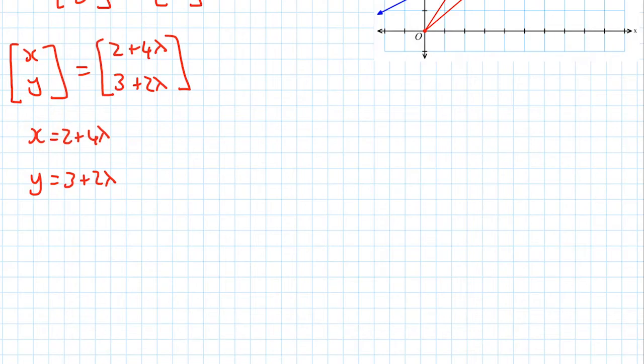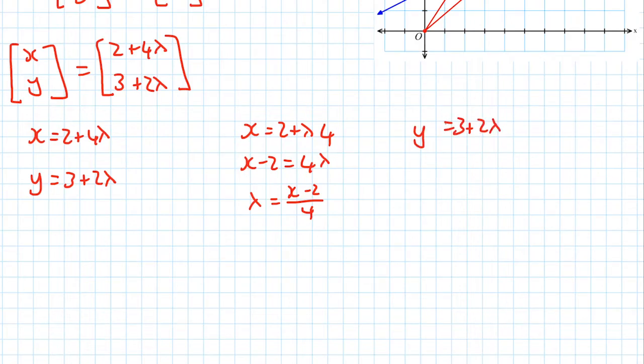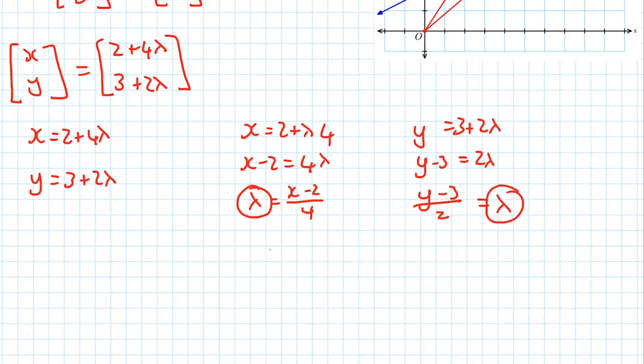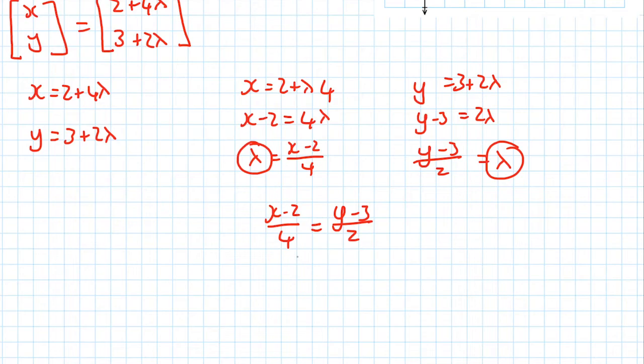When we rearrange x equals 2 plus 4 lambda, I'm going to move the 2 across to the left-hand side, and then I'm going to have lambda equals x minus 2 all over 4. And likewise, I'm going to rearrange the same with y equals 3 plus 2 lambda. I'm going to take the 3 across, so it becomes y take 3 equals 2 lambda, and I'm going to divide everything by 2. So now what we have is lambda equals lambda. So if we take the left-hand lambda as x take 2 over 4, that has to equal the right-hand lambda of y take 3 over 2. What I'm going to do is multiply both sides by 2. So I'm going to have x minus 2 over 2 equals y take away 3.